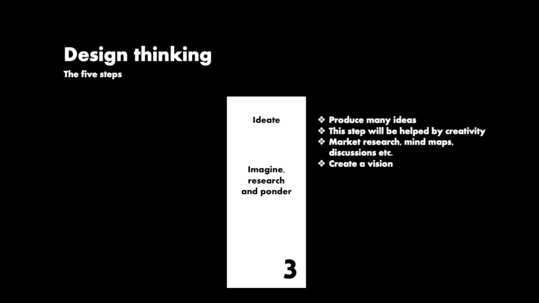Ideate. Produce many ideas. This step will be helped by creativity. Market research, mind maps, discussions, etc. During the third stage of the design thinking process, designers are ready to start the generation of ideas. You've grown to understand your users and their needs in the empathize stage, and you've analysed and synthesised your observations in the define stage, and ended up with a human-centred problem statement. This is where you create a vision.